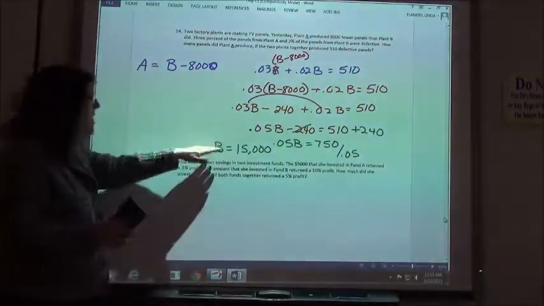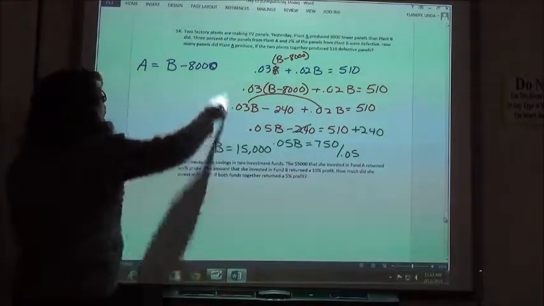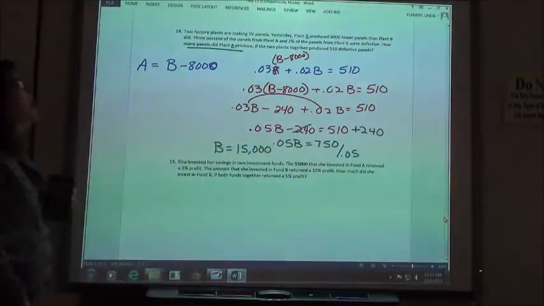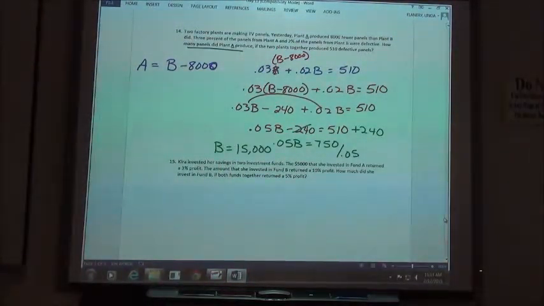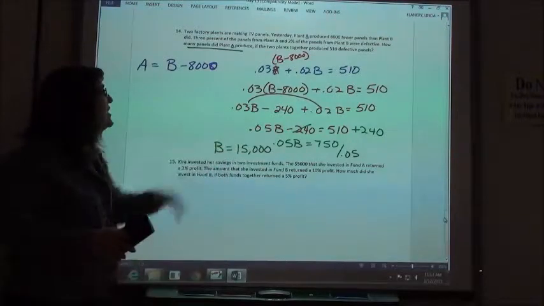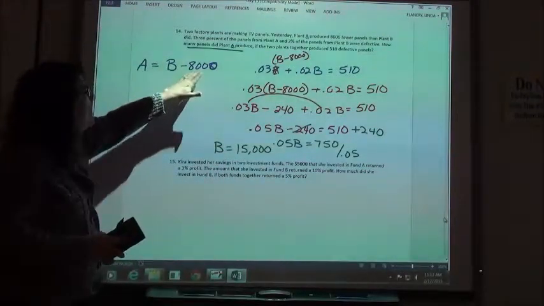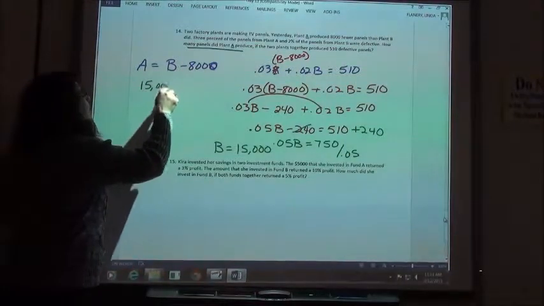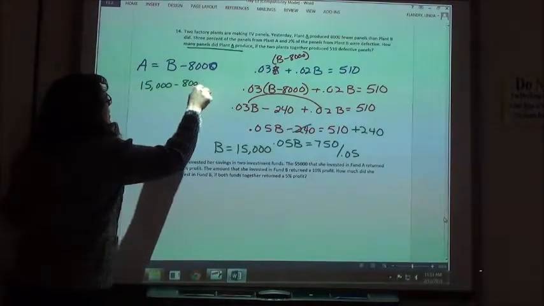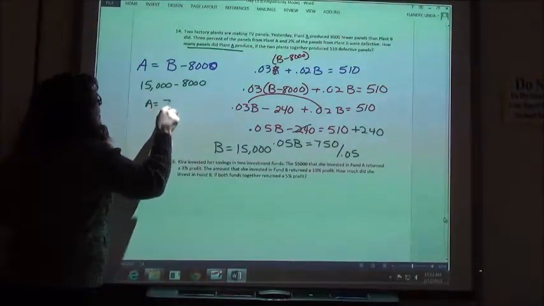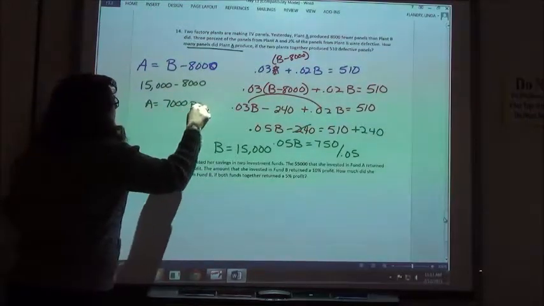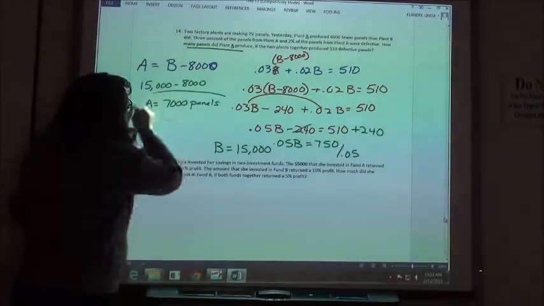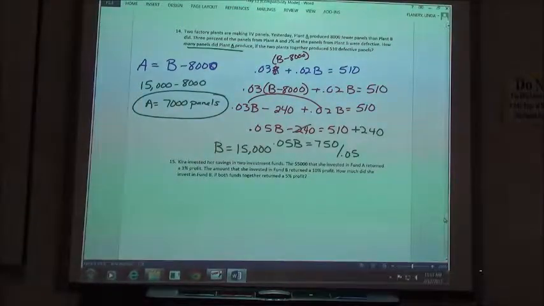So we found B, however, the question wants to know how many panels plant A produced. So, just because we found 15,000, that doesn't mean that's the answer. B was 15,000. A was 8,000 fewer than that. So I have to take 15,000 minus 8,000. So A produced 7,000 panels. And that's going to be the answer to the question.